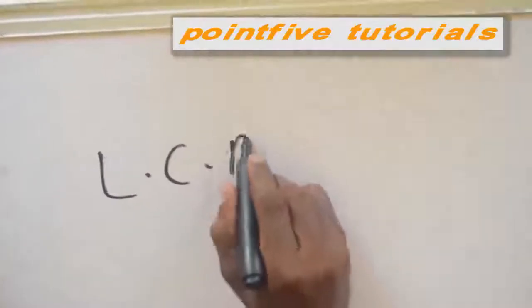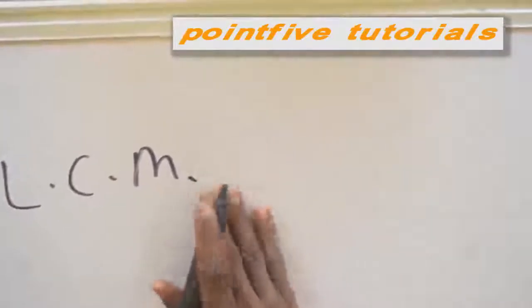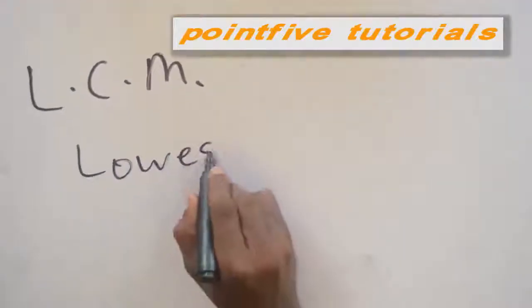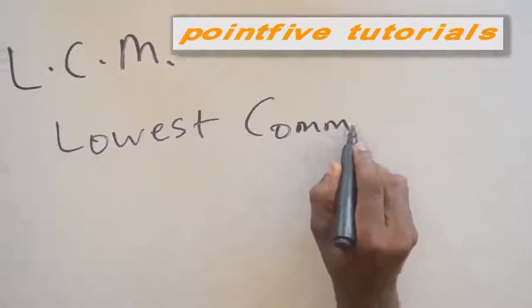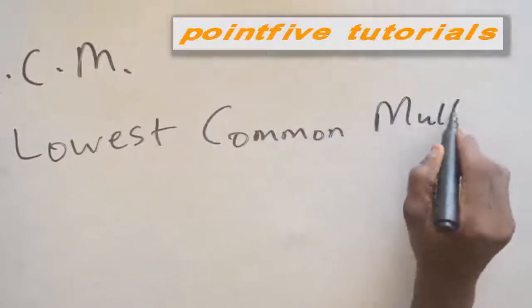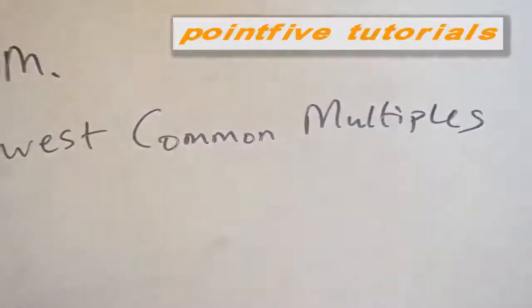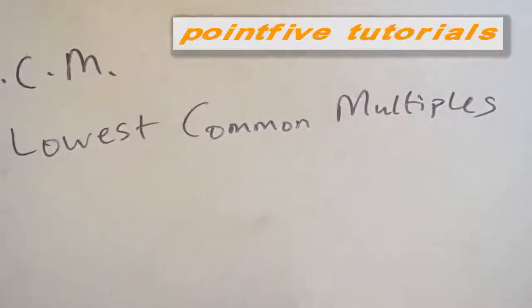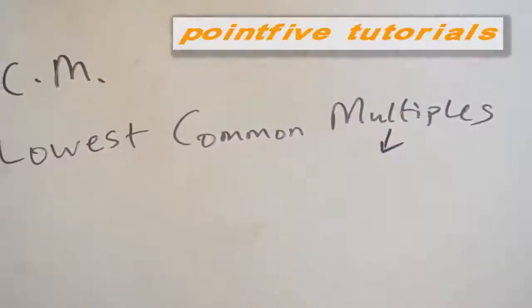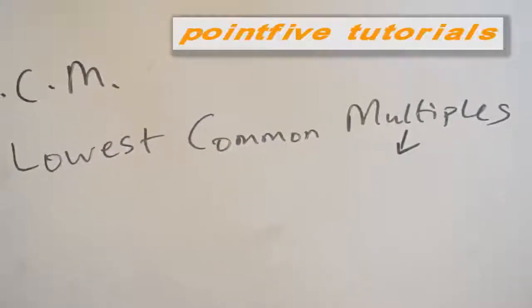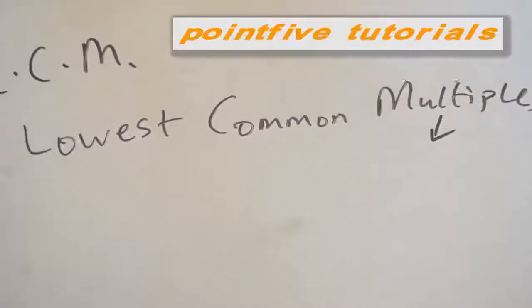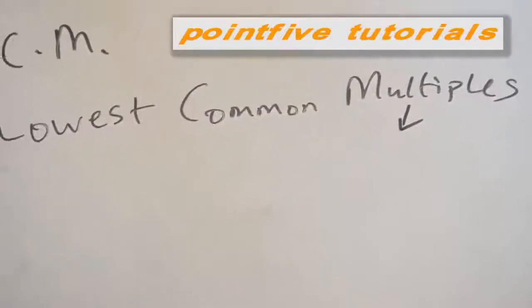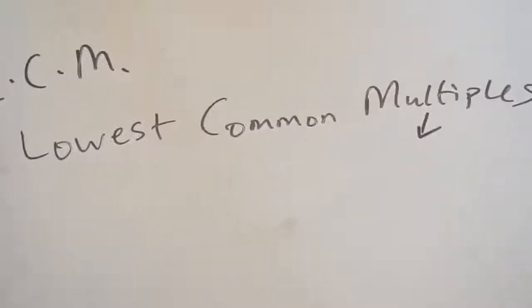So here we go. I'm here to explain lowest common multiples, which is known as LCM. LCM, we call it lowest common multiple. Let me explain what multiples means. Multiples means just like you writing the multiplication table of a particular number.